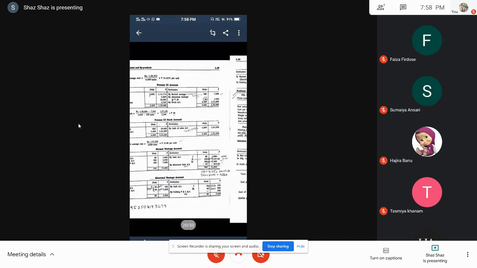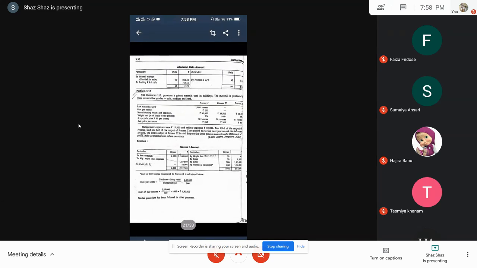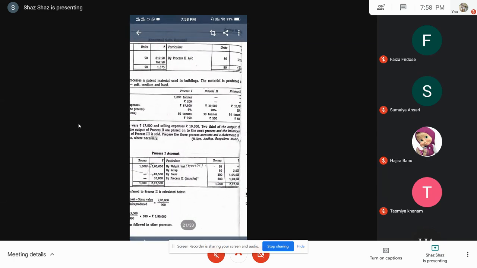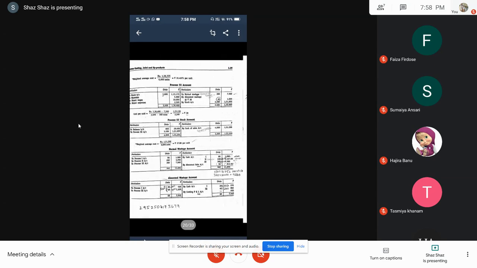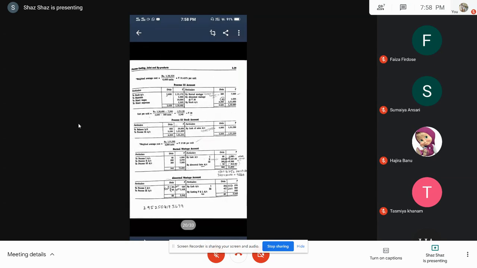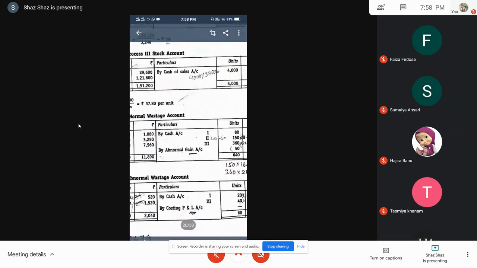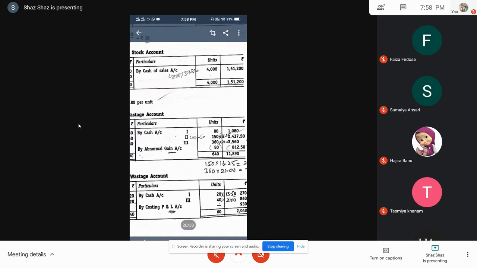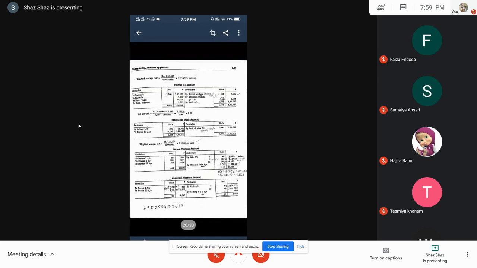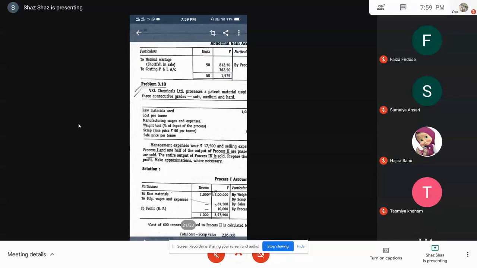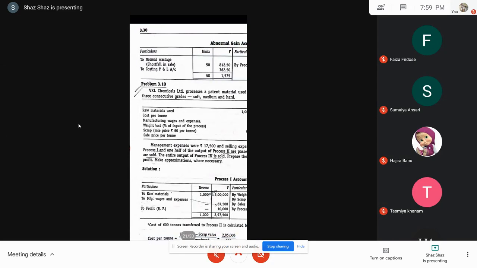So when you are preparing the abnormal gain account, you have to take the balance from the second process, 50 and 1575. Okay, now see, where else have you got abnormal gain? We have got abnormal gain in this normal wastage account. The difference is the balance figure. 50 and 812.50. Which side have we got? We have got it towards the credit column. So now this entry will fall under the debit column. Write it here. We have taken this one entry from the normal wastage.